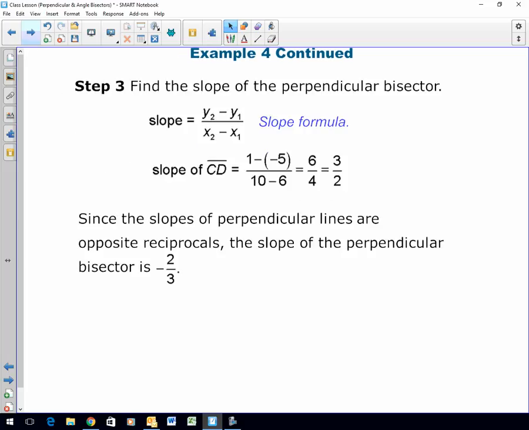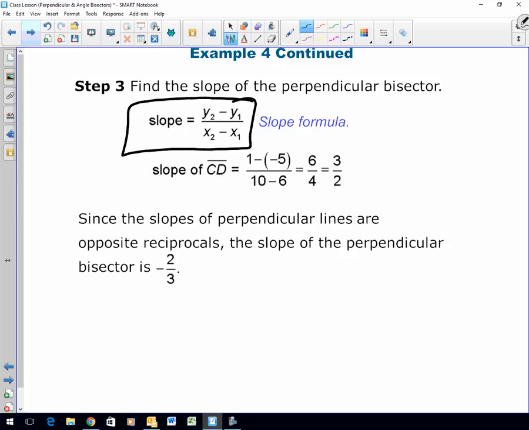Finally, I would find my slope. If you do not have the slope formula written down in your notes, write it down right now. You should have it memorized. Rise over run. It's easy fun. y2 minus y1 over x2 minus x1. Change in y over the change in x.